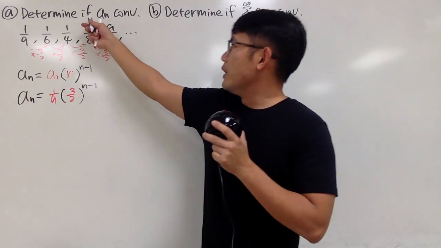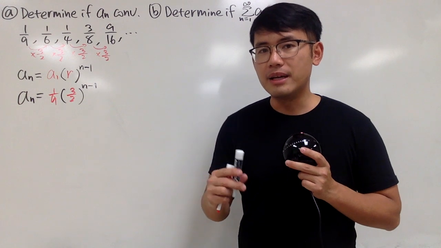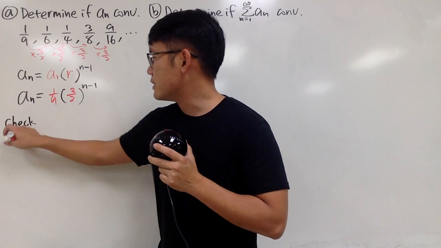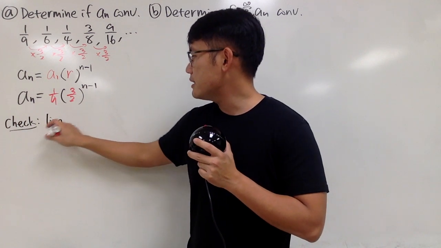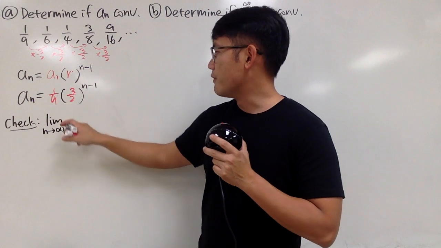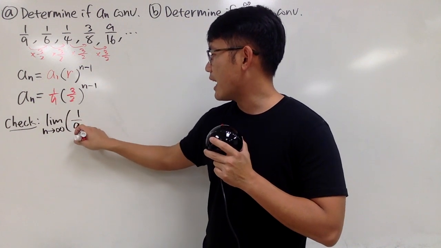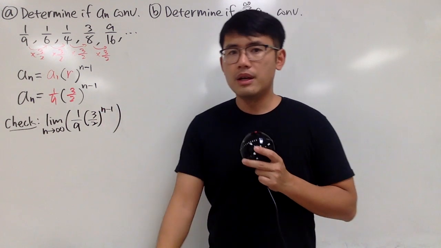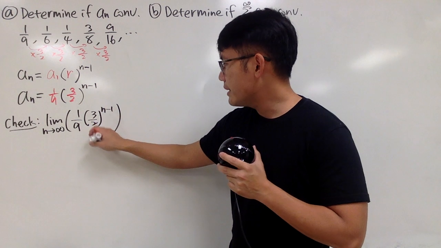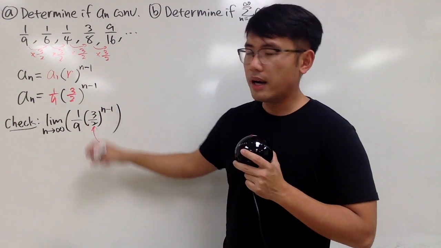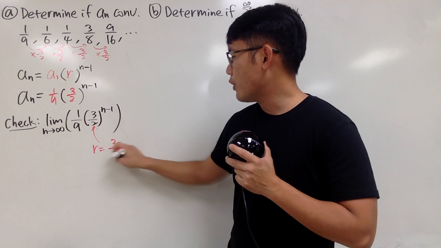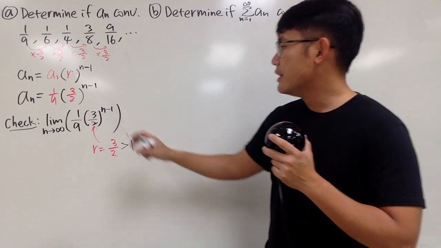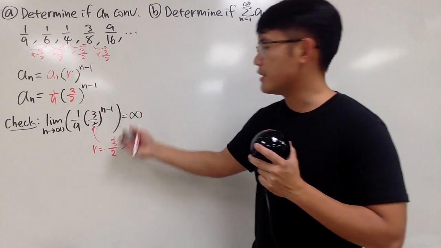Well, to answer this question though, we have to take the limit as n goes to infinity of this, right? So we'll just check. In order for us to see if this converges or not, we take the limit as n goes to infinity of 1 over 9 times 3 over 2 raised to the n minus 1 power. But notice the following. Right here, this is our r, and r in our case is 3 over 2. And this right here is bigger than 1. So that means this right here actually will be infinity.